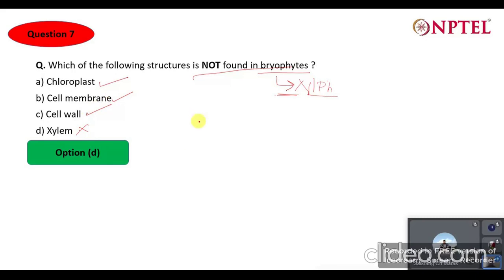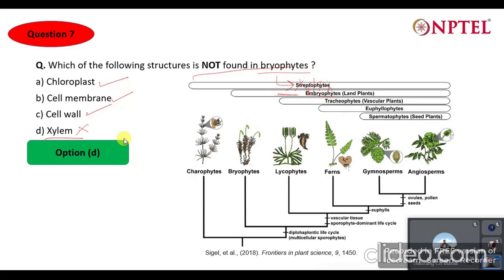Hence, the xylem is not present in bryophytes, and this is basically the development or the evolution of plants. Bryophytes have multicellular sporophytes, and after that the vascular tissue evolved in plants, that is present in lycophytes. Hence xylem is not present in the bryophytes.